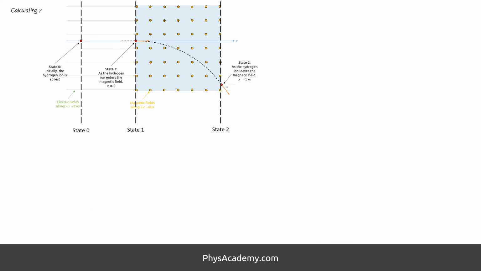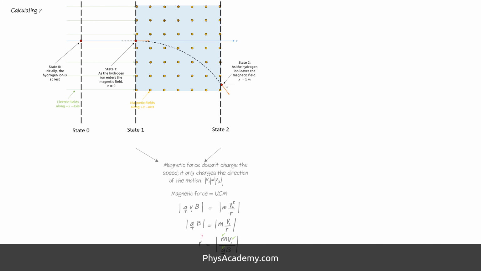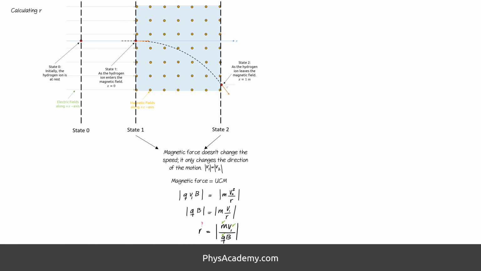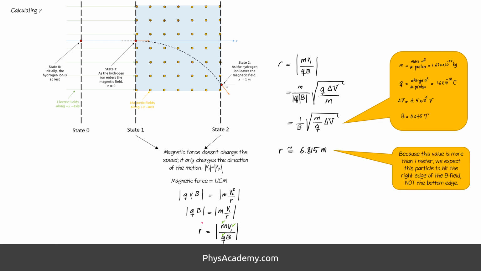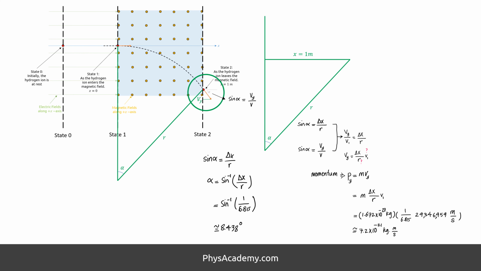Now that we have the speed, we can focus on the second stage, where the protons go through the magnetic field. Setting the magnetic forces equation equal to the UCM equation, we get the following expression of r, the radius of the circle. Then, we plug in the numerical values and get about 6.815 meters for the radius. Let's analyze this result for a second before we move on. As you see, this radius is larger than the width of the region of a magnetic field, or 1 meter. Because of this, we know for sure these protons come out of the right edge of the field rather than the bottom edge.